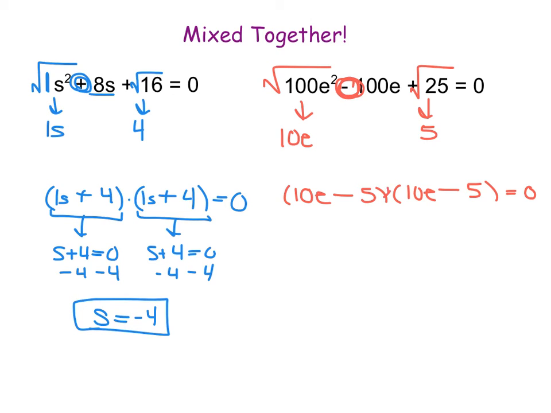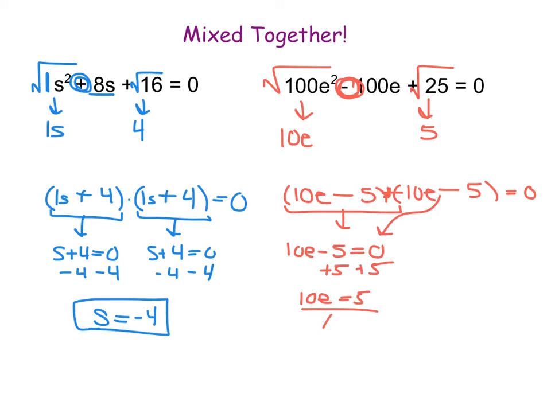Now because I have something times something equals 0, I can set each part equal to 0, and I'm noting that these two are both exactly the same, so I only really need to do it once. So here I have 10e is equal to 5, divide by 10. We find e is equal to 5 over 10, or 1/2.